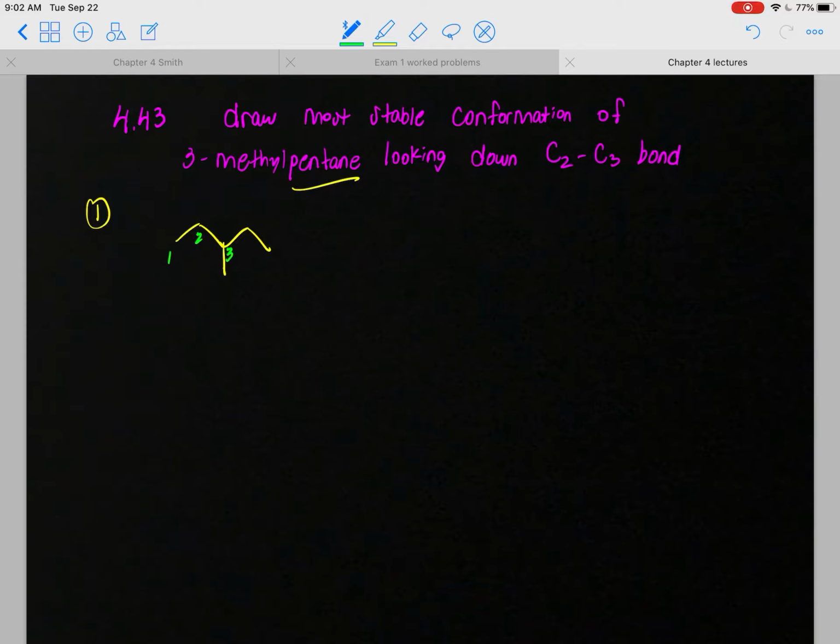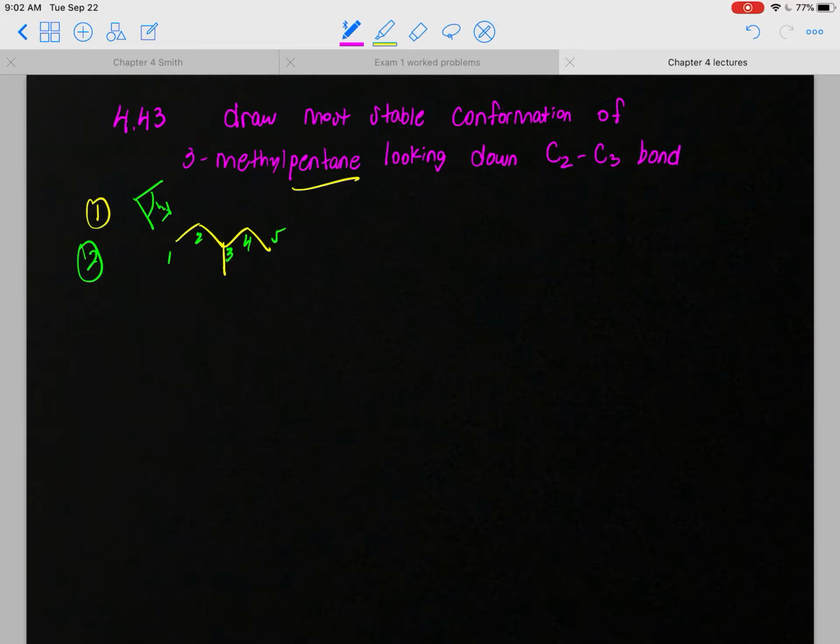Now, you want to number the carbons. Okay, and we're going to be looking down the C2, C3 bond. So that's the direction we're looking. Now, step two is to number the carbons, right?